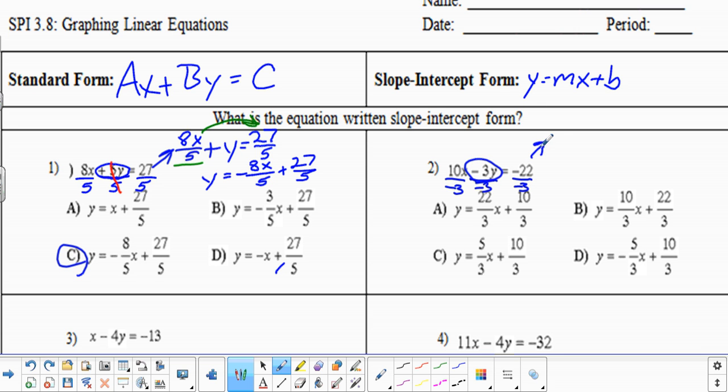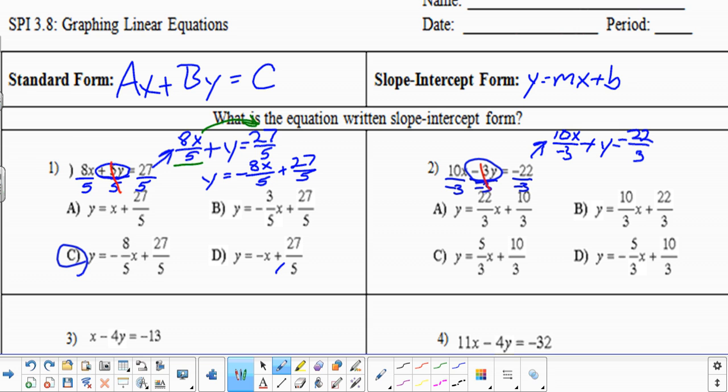So now when I go up here to this next step, I have 10x over negative 3. 10 over negative 3 cannot be reduced. So that's just 10 over negative 3. That negative 3 over negative 3, those cancel out. And negative 3 divided by negative 3 is positive 1, right? So I'm left with a positive y, not negative. That is a positive y. And negative 22 over negative 3, that cannot be reduced, but a negative over a negative is a positive. So that is a positive 22 over 3.